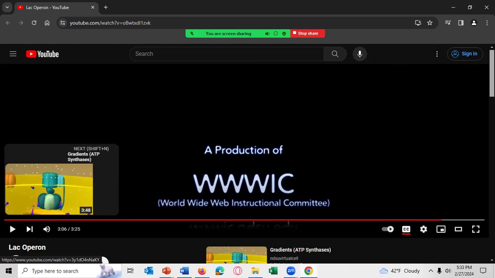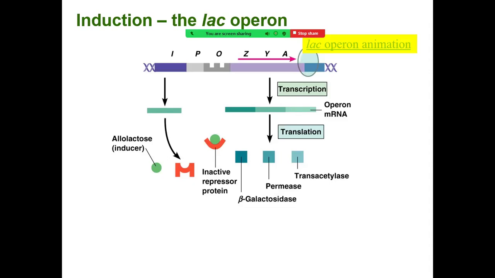So when you make the messenger RNA, when it's transcribed, what do you notice that's different about this messenger RNA? We've never seen this before. Anybody? It's pretty obvious. This messenger RNA encodes for 3 different proteins. We've never seen that before.